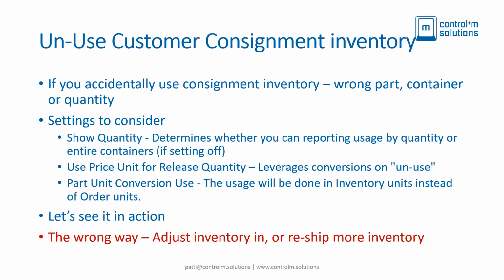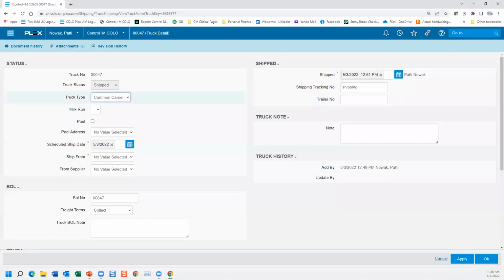Now, there are some settings that you're going to have to consider when setting up and using consignment inventory for your company, because Plex now lets you leverage part units and price units if you want. And you can report usage by FIFO or containers. Again, please don't just adjust inventory in and out or ship more. That's probably the worst way to fix things because of the invoicing impact and the traceability impact, as well as the customer inventory levels.